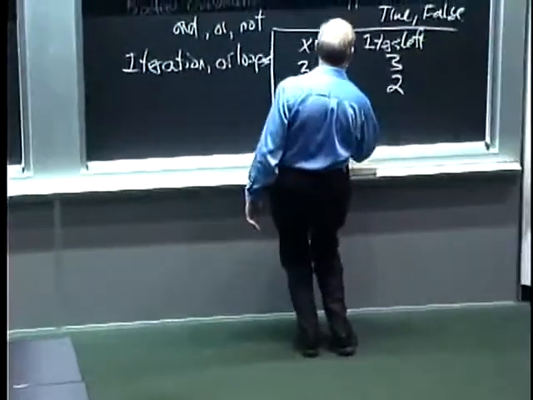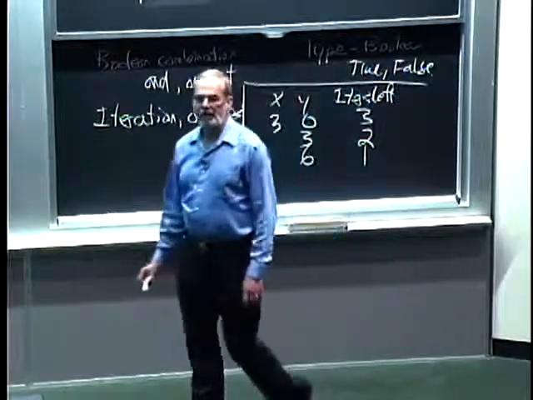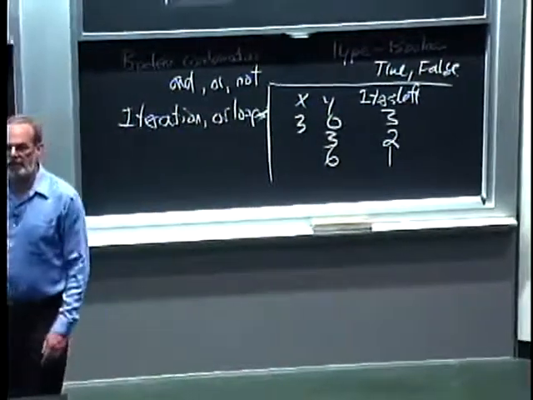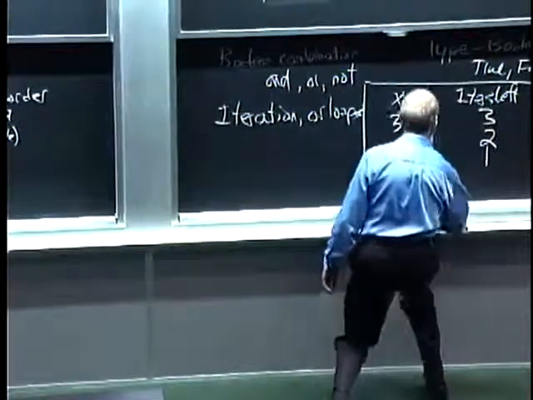Y plus x is 6. That's my new value of y. 2 minus 1 is 1. That's my new value of iters left. Go back up. Is iters left greater than 0? Yes, it is. So once more, thank God I didn't take 47 as the example.